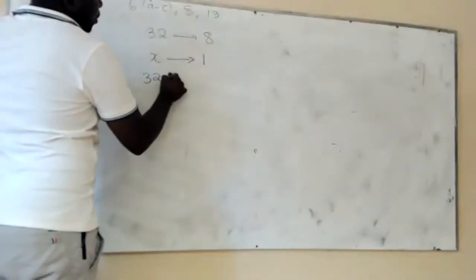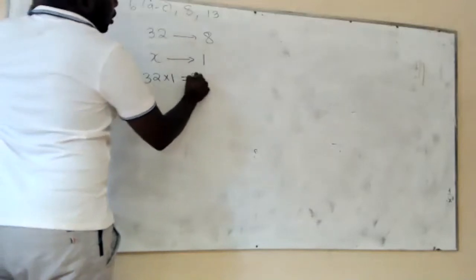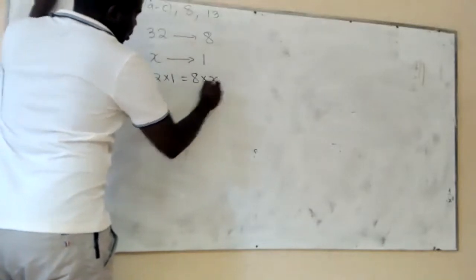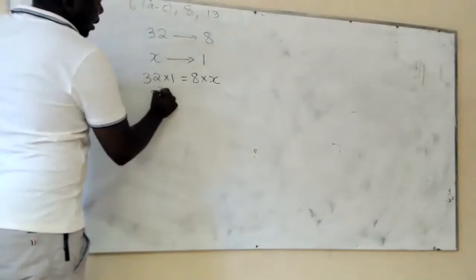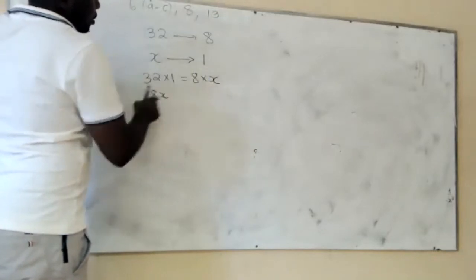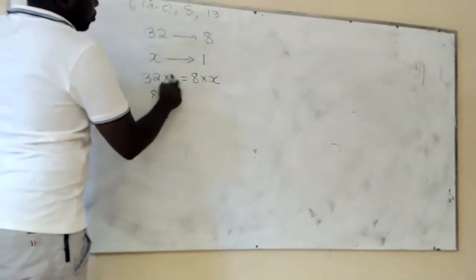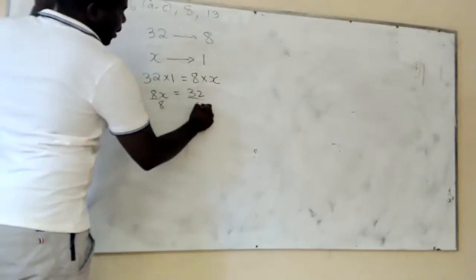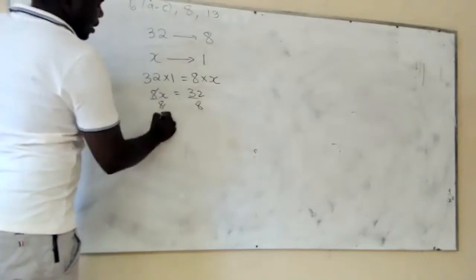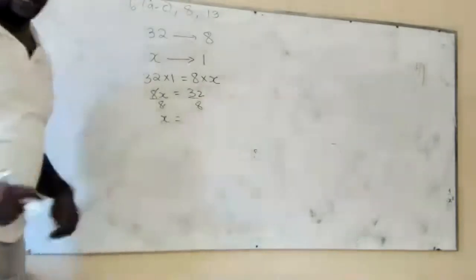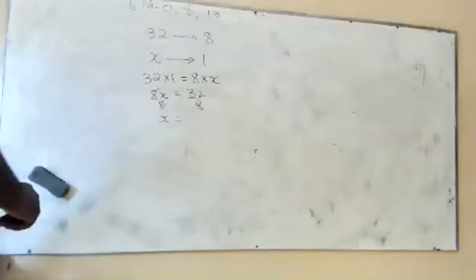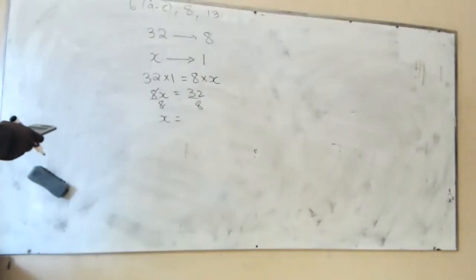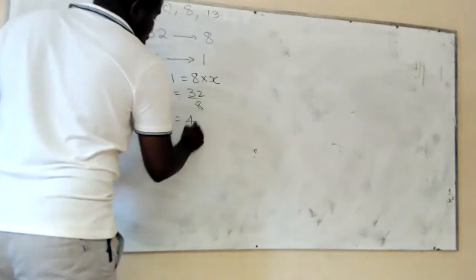So what we do here is cross multiplication, wherein 1 multiplies 32. So it's 32 multiplied by 1, which is equal to 8 multiplied by x, which is 8x. So 8x is equal to 32. And then from there, you divide both sides by 8, so that 8 and 8 cancel each other. We'll then get, let me use a calculator there, 32 divided by 8, which is 4.